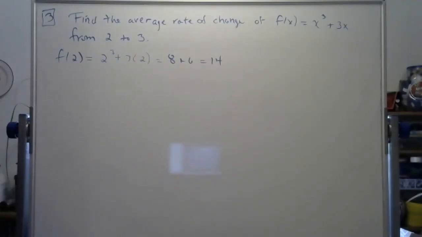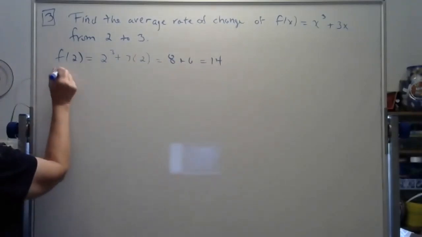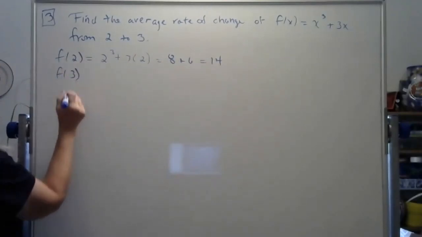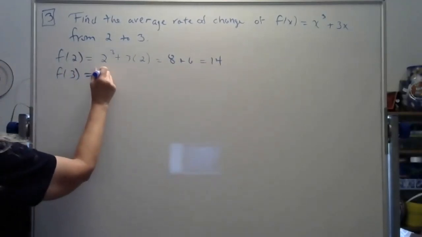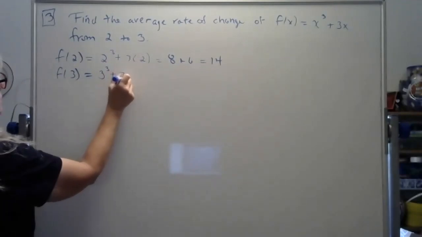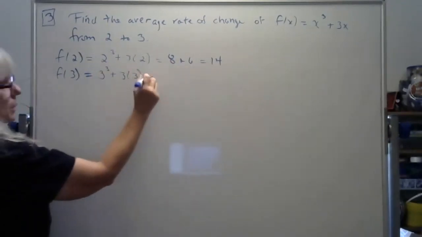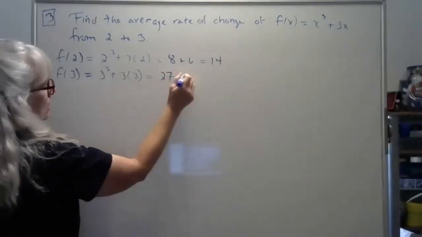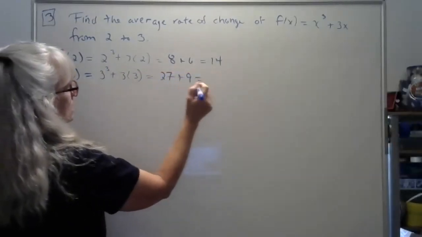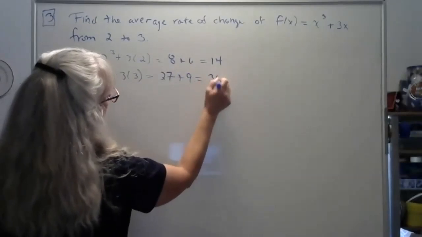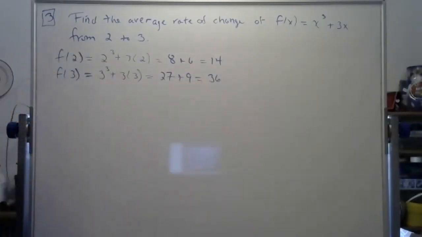And then also, we'll find f of 3. So that would be 3 to the third power plus 3 times 3. That's a lot of 3s, sorry. 3 to the third power is 27. 3 times 3 is 9. 27 and 9 is 36. Okay, now that I've done that, what do we do next?